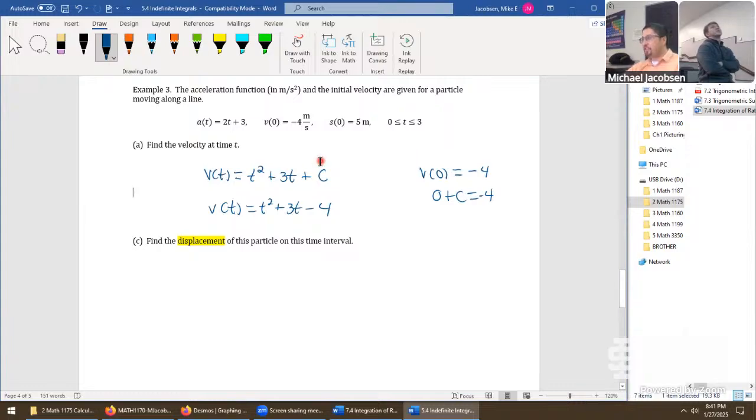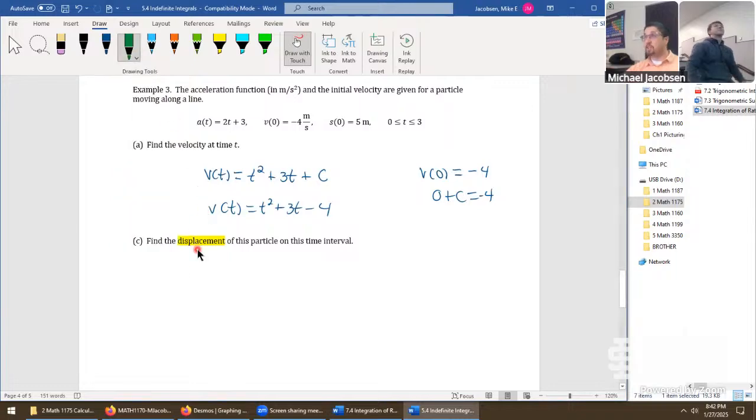So we did the antiderivative, plugged in the constant, and then all I did is plug in 0 for t to solve for c. Does that make sense, getting that velocity function down? Awesome. Then we just do it all over again now.